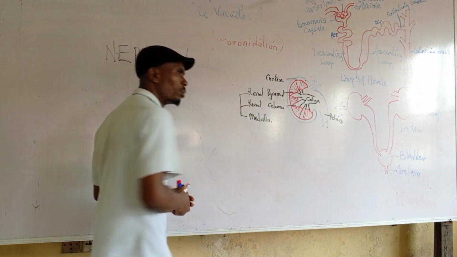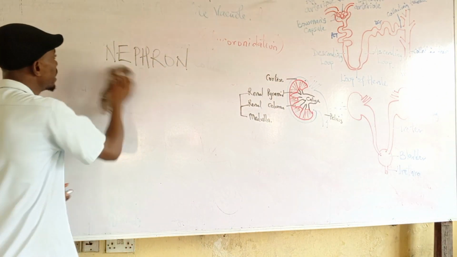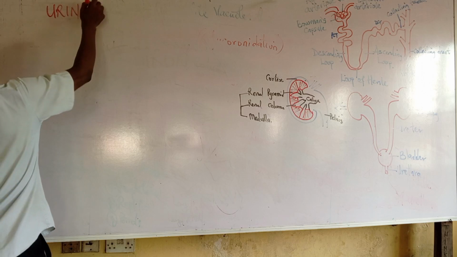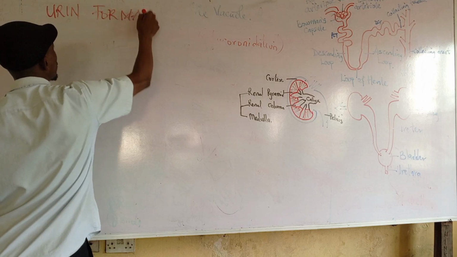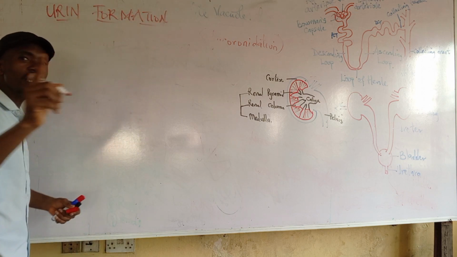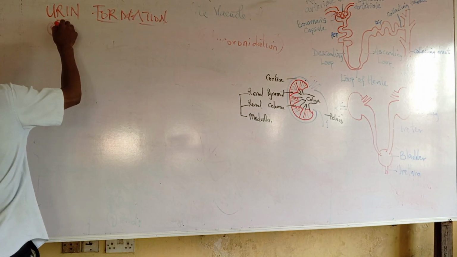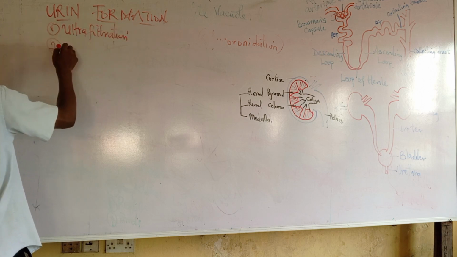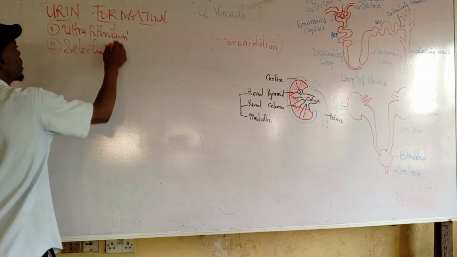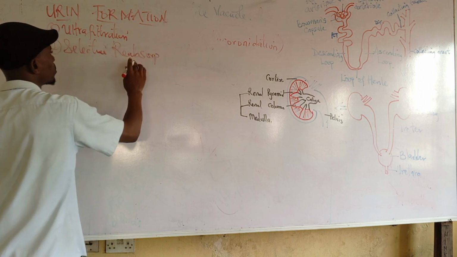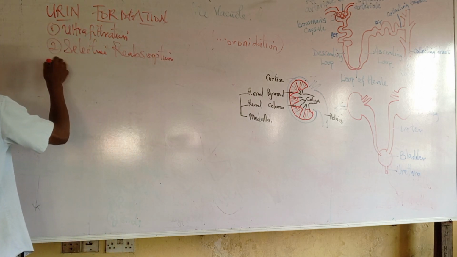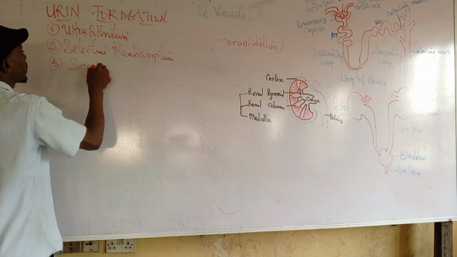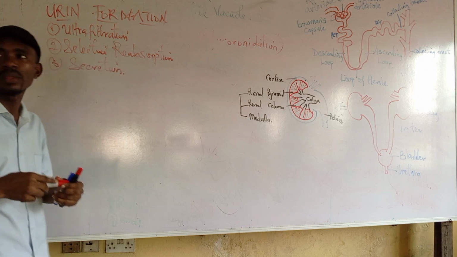So, how is urine formed? We're now going to be looking at the process of urine formation that is taking place in the kidney. Urine formation occurs in three processes. One is called ultrafiltration. Two is selective reabsorption. That is reabsorption. Some molecules or some important constituents are being taken back. And the third one is secretion. So let's discuss them one after the other.